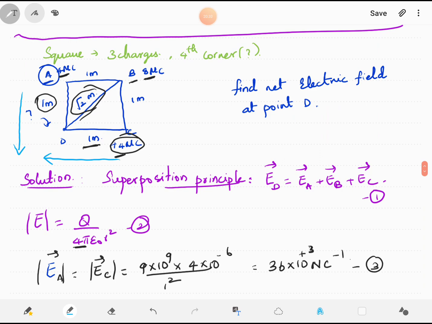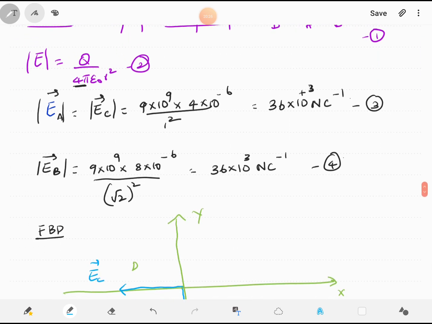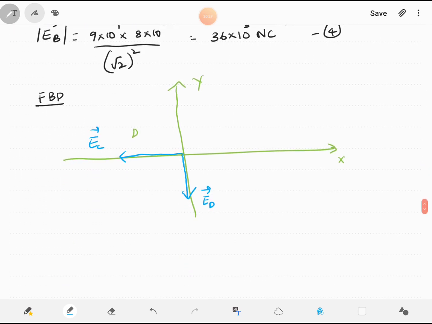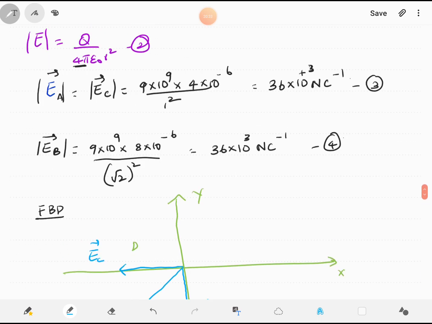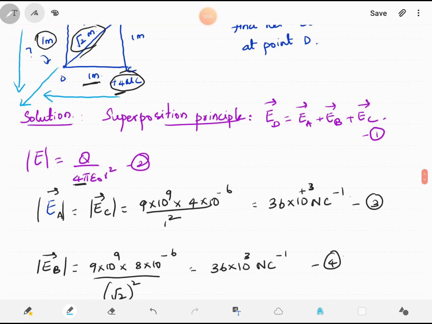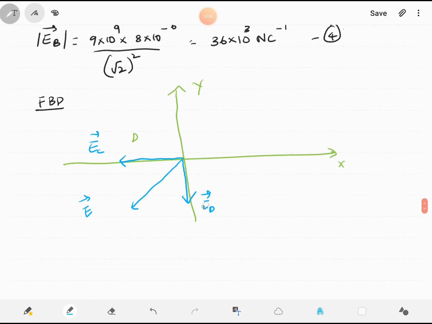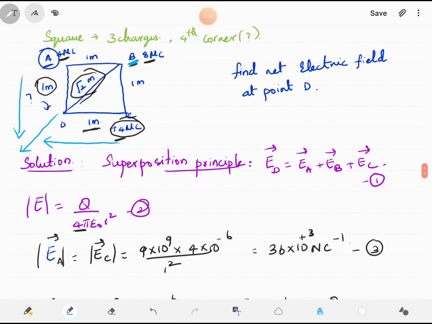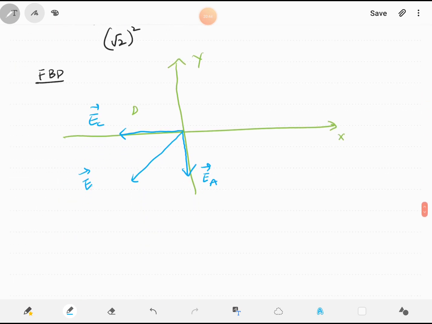Now electric field produced by charge B is also away from it because it's a positive charge. So this will be again along the diagonal. So that will be in the third quadrant. So this is going to be the electric field produced by charge... Oh, I'm sorry. I should have written this as EA rather. This is EA, EC, and that's electric field produced by charge B. This is EB.